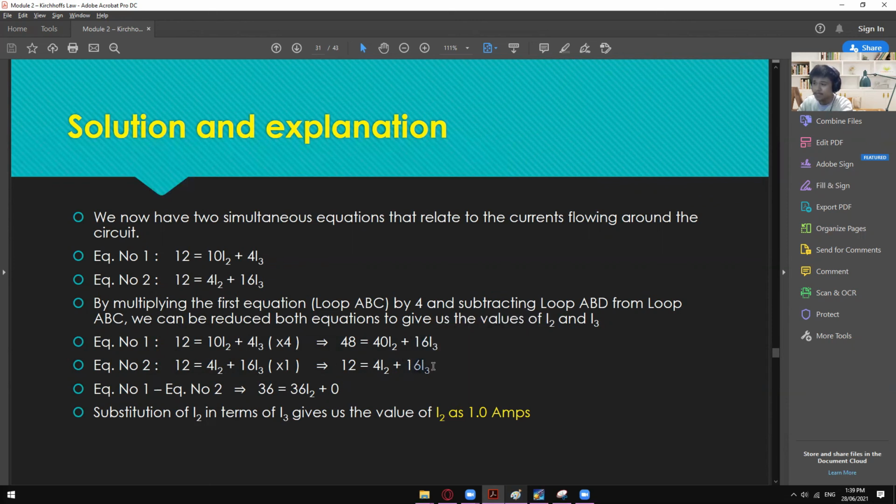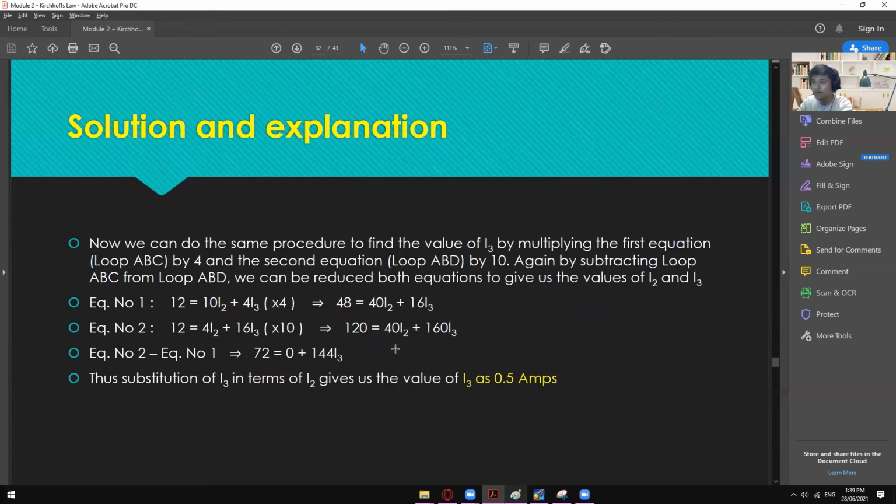After eliminating the I sub 3, you now have one unknown only, which is the I sub 2. So after that, you can find the value of I sub 2, which is 1 ampere, or 1 amp. After getting the value for I sub 2, you can substitute it into either of those equations. This is another way for you to get the value of your I sub 3, which is 0.5 amps.